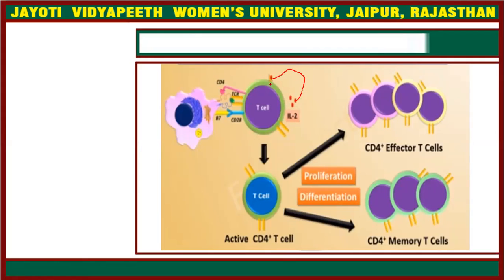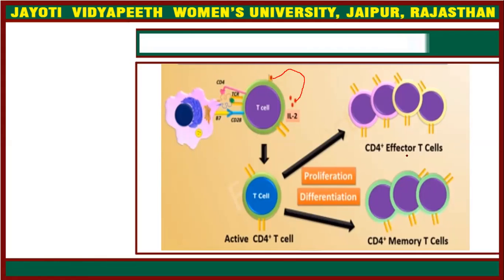After this signaling, the T cell gets activated and it does two things. First, it proliferates. The specific T cell which is against this particular antigen will divide and proliferate. After proliferation, this T cell will differentiate, and it will differentiate into two kinds of cells.